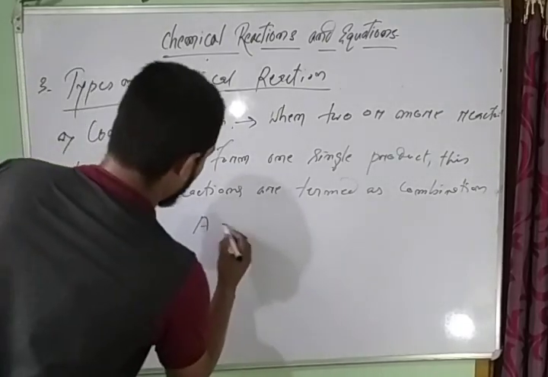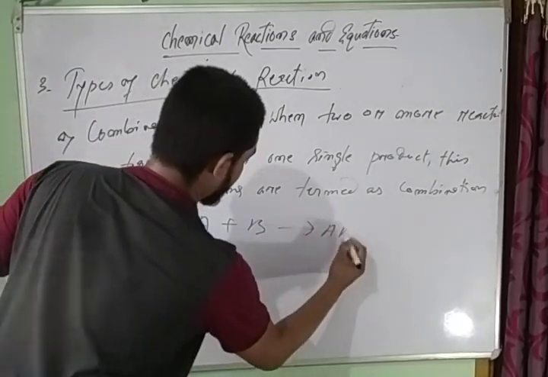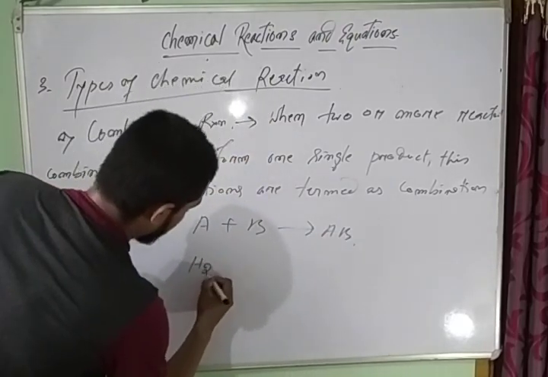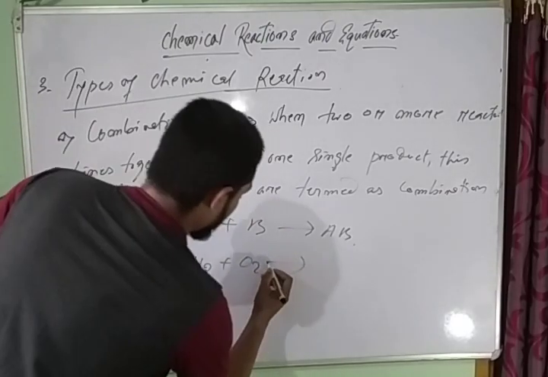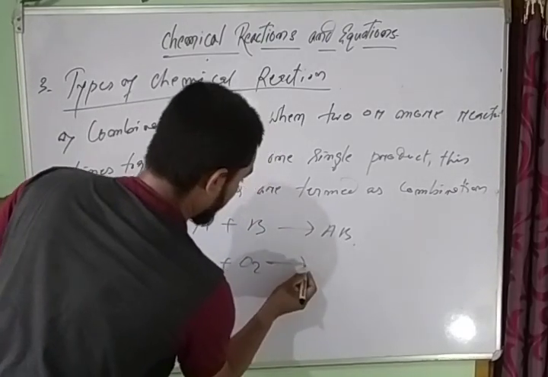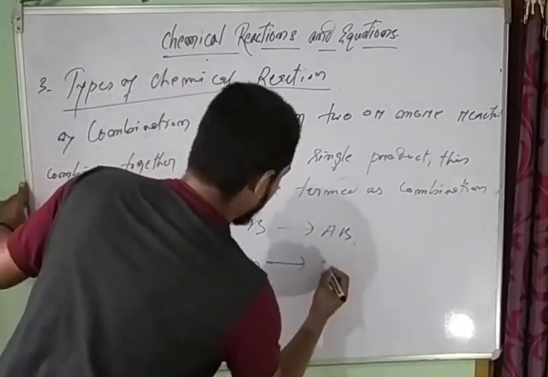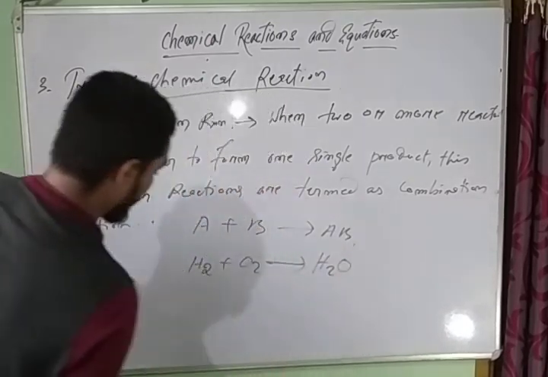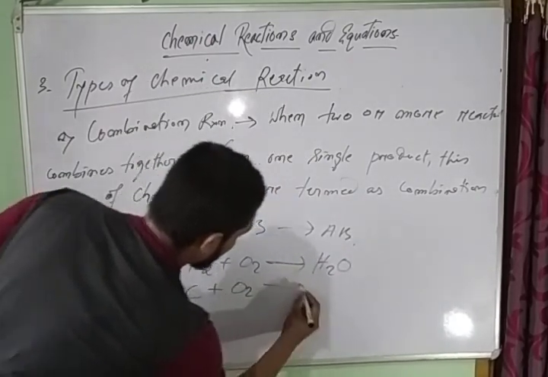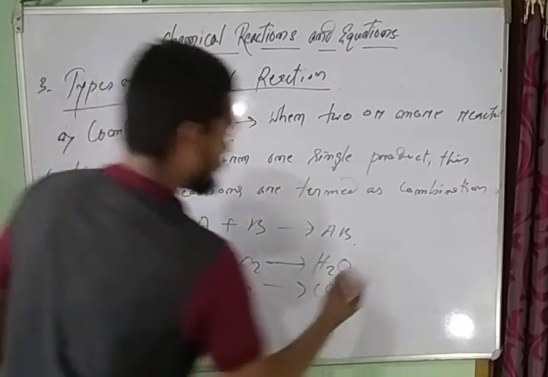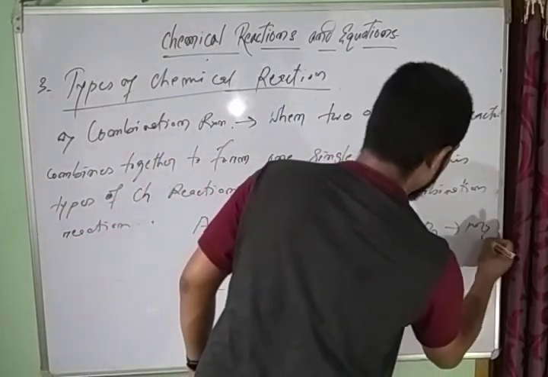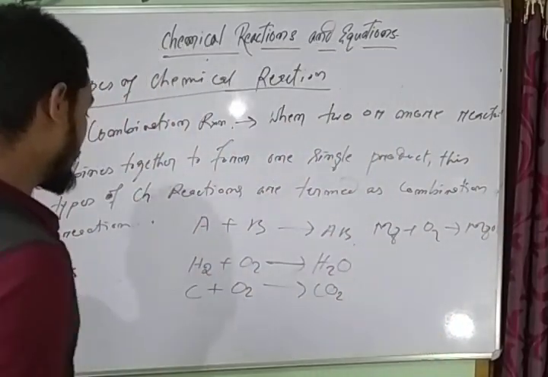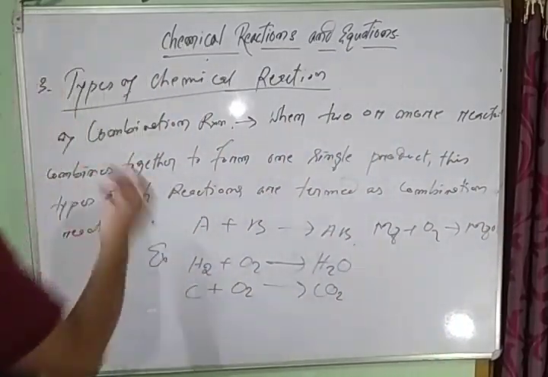It will be in this form: A plus B produces AB. For example, H2 plus O2. Always use the simple chemical reaction which you can memorize. H2 plus O2 produces H2O. C plus O2 produces CO2. Mg plus O2 produces MgO. All these are the example of combination reaction.